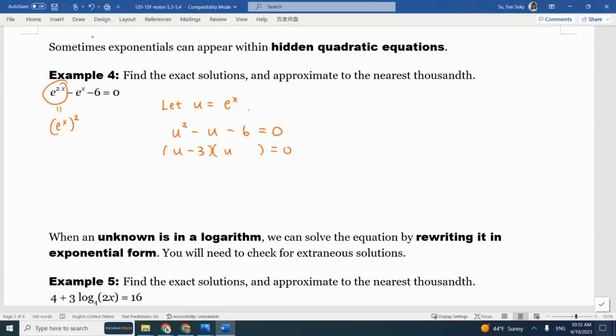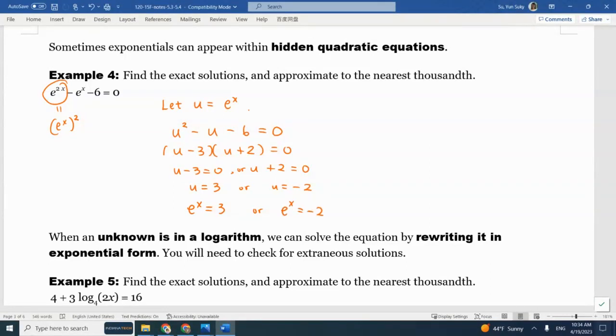Minus 3 and plus 2. Yes. Good. So we set each factor equal to 0. What is u, Jason? 3 or -2, right? Okay. Now, what is u? u is e to the x. So we plug in. e to the x is 3 or e to the x is -2.